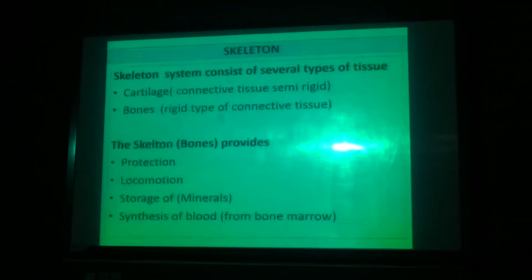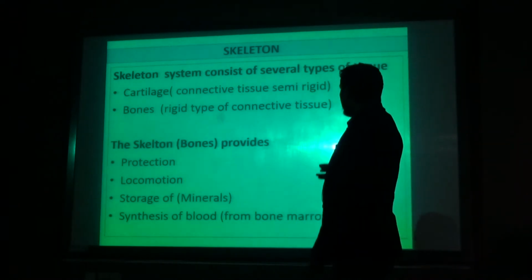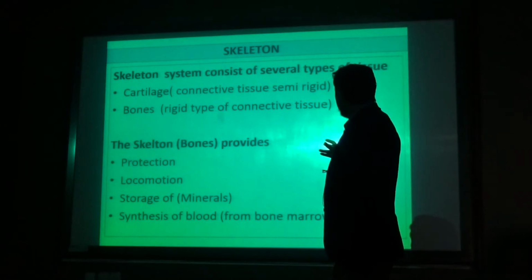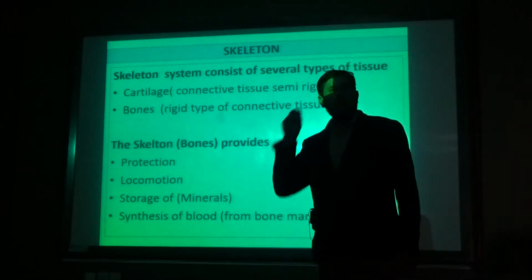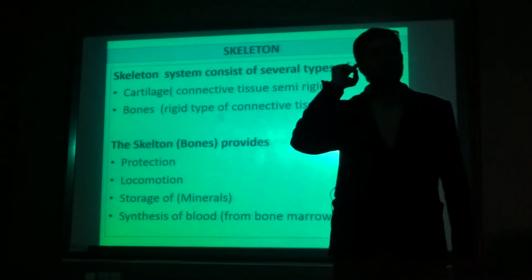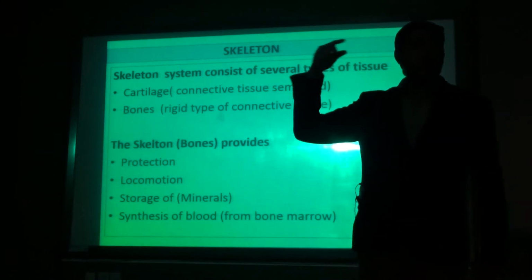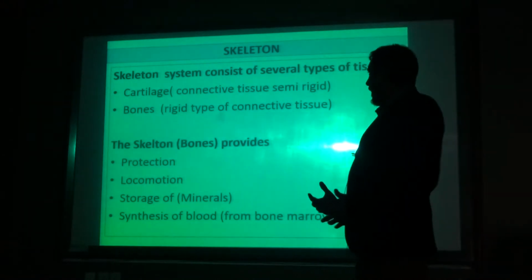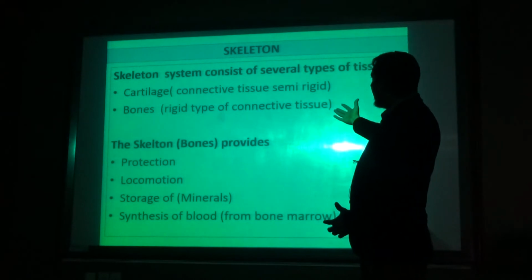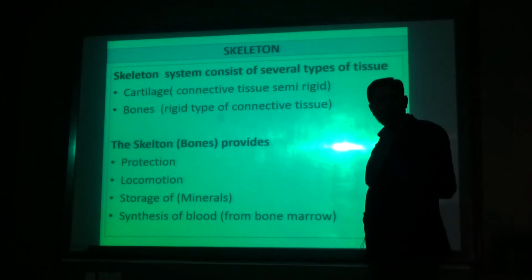Now look at this. What are the functions of this? The skeletal system consists of several types of tissue, but we are going to discuss cartilage and bones. What is that? Look at this. What is this one? Cartilage. But this one is bone, very hard. So both are connective tissue, but cartilage and bony tissue are rigid types of connective tissue, and the cartilage is semi-rigid, means half solid, half rigid.